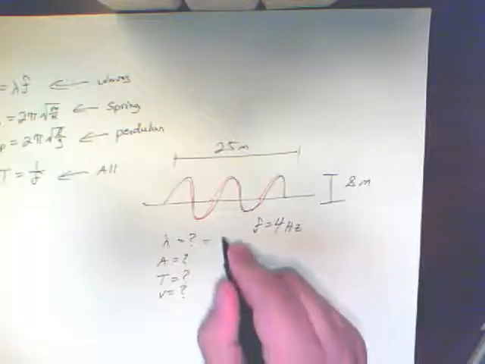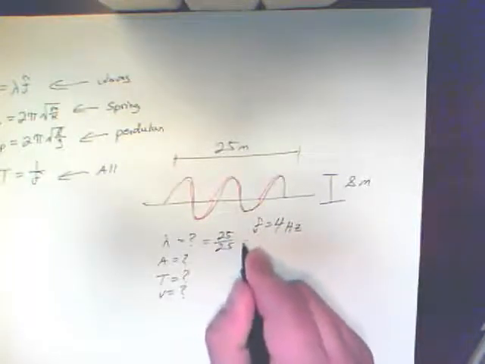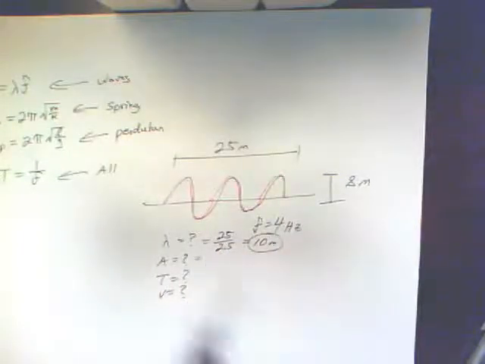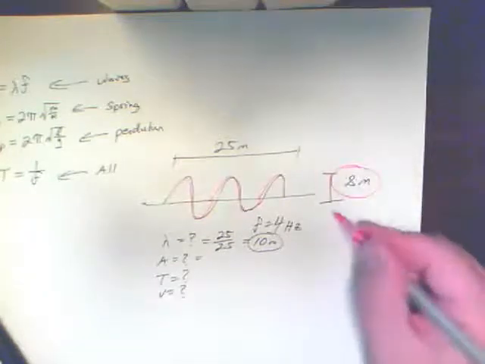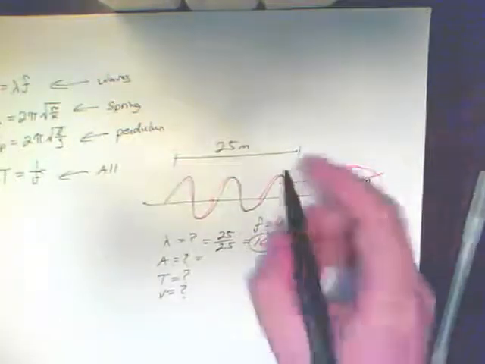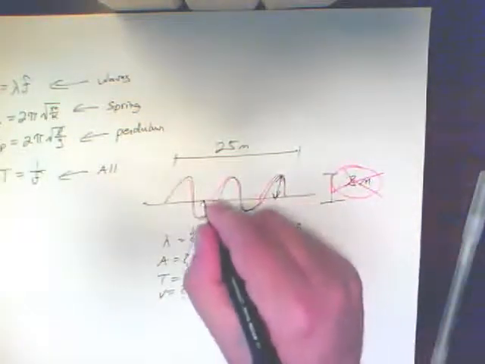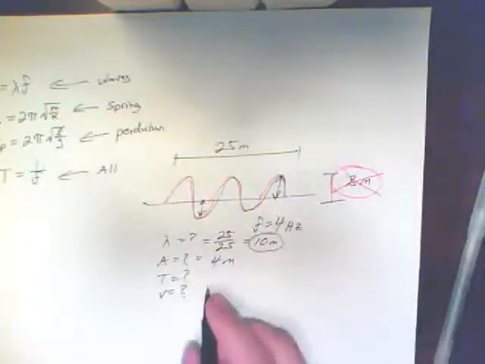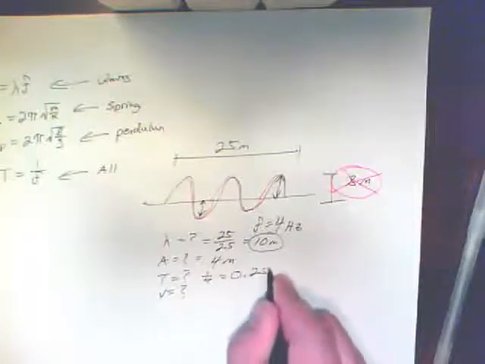The wavelength. Since there are 2.5 waves across 25 meters, we're going to take 25 and divide it by 2.5. That makes 10 meters per wavelength. The amplitude. Big mistake that people make about amplitudes, they like to think that it's 8 meters because that's the difference between the crest and the trough, but it's not 8 meters. Instead, it's only from the equilibrium to the crest or from the equilibrium to the trough. Therefore, it's half of 8 or 4 meters. The period. Period is 1 over the frequency, so it's 0.25 seconds.